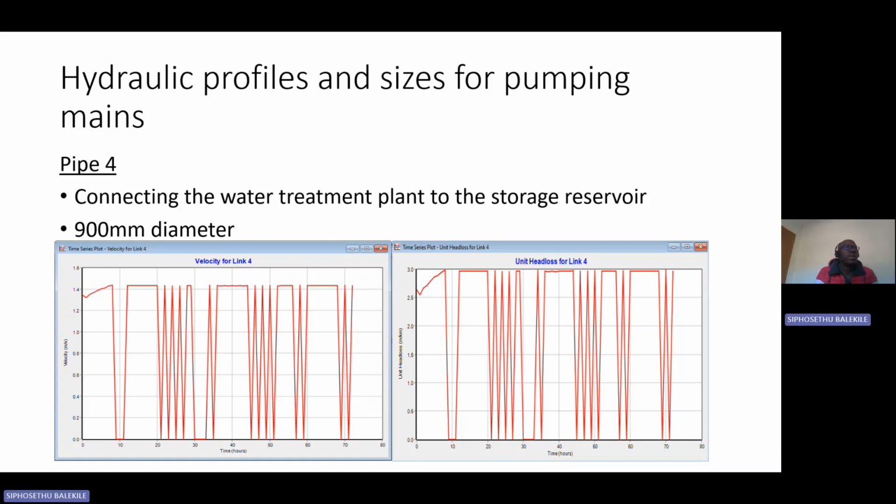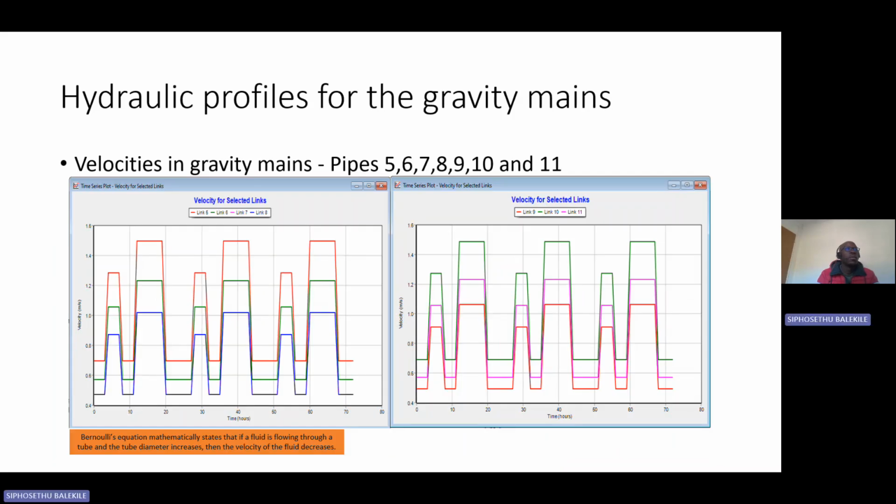And then this will be the hydraulic profile for pump 4, pumping main 4. So this pipe connects the water treatment plant to the storage reservoir. It is a 900 millimeter diameter pipe. And then below that is a screenshot of its velocity profile and the unit head loss profile. And then the next slide will be the hydraulic profiles for gravity mains.